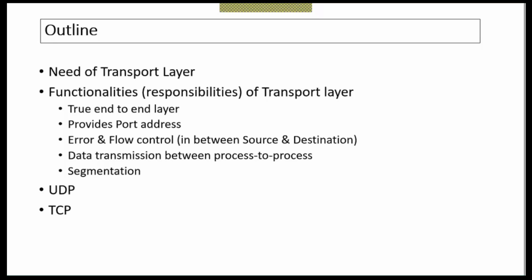Otherwise, the same principle applicable what you have studied at the data link layer. Data transmission between processes to processes. Segmentation we will understand. Then there is something called UDP, which is called User Datagram Protocol, a very famous protocol at transport layer. And then you have TCP, which is Transmission Control Protocol. I expect all of you to write not transfer control protocol, it's transmission control protocol.